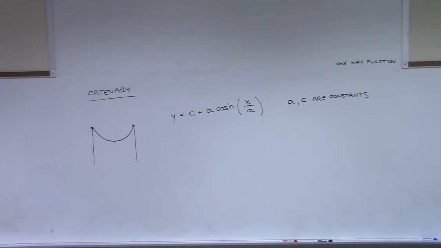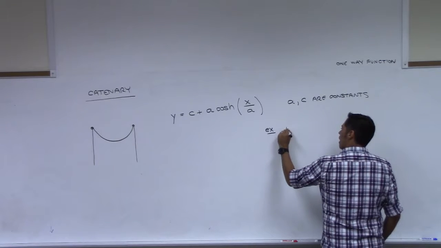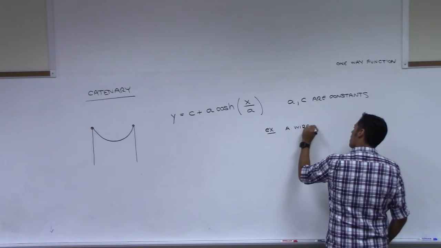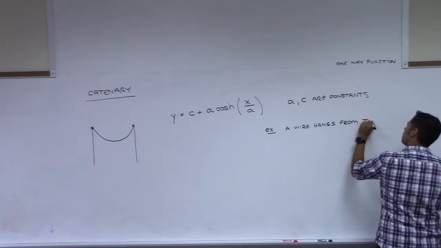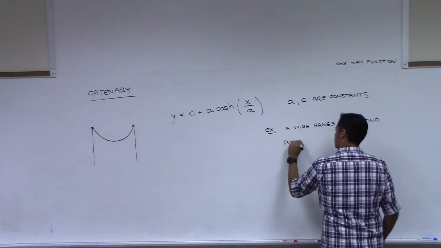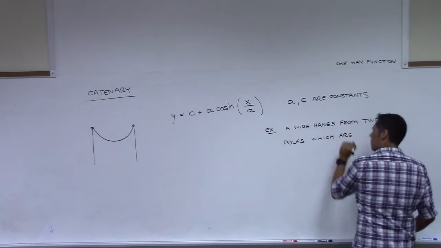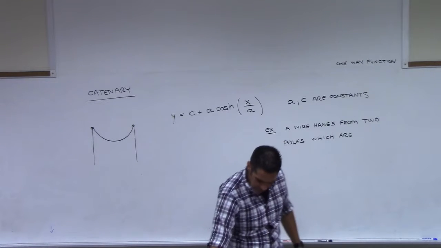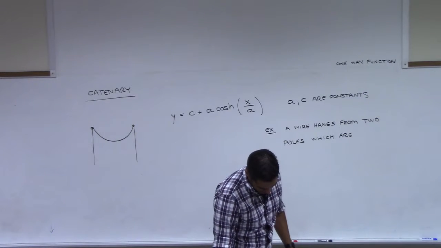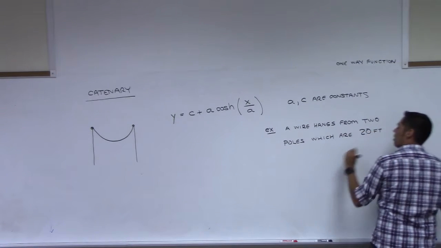Well, now I'm going to ask you a question with just that information. All right, I'm going to give you a word problem. Example here. A wire hangs from two poles which are, I want to change this problem up a little bit because I did another one the other day. I don't want to redo the same one. So I'm just going to make up my own numbers here that are 20 feet apart.